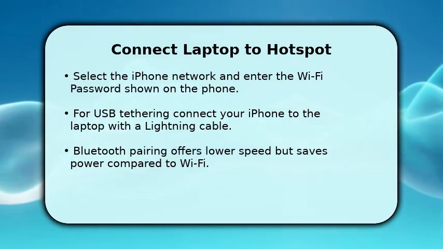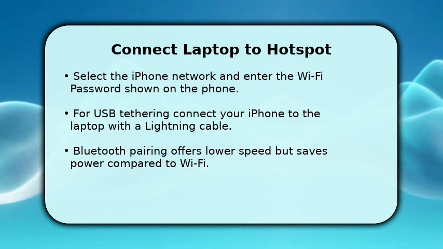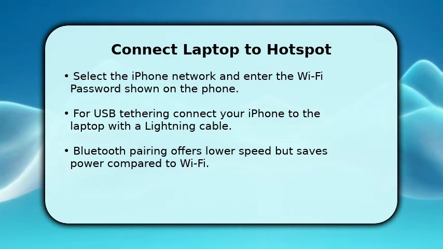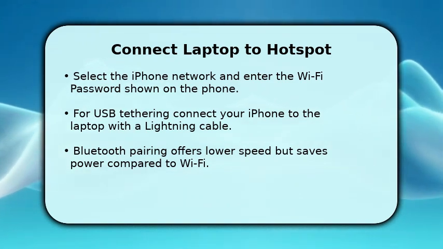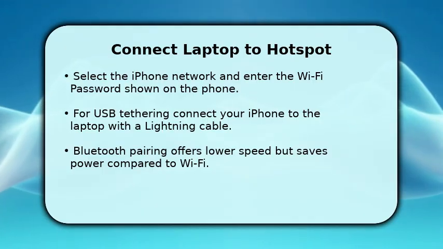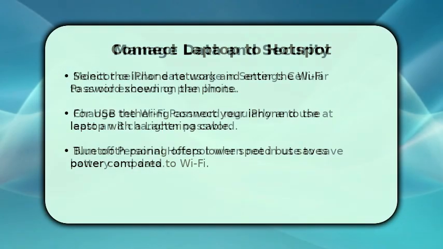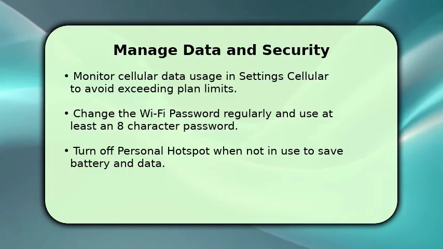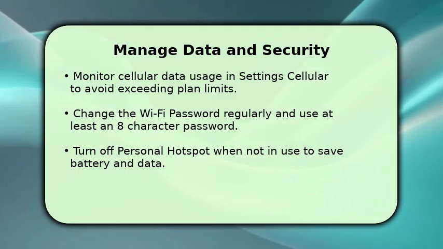If connection fails, toggle iPhone hotspot off then on and retry connecting. Open Control Center to quickly see if Personal Hotspot is active on iPhone. Monitor cellular data usage in Settings Cellular to avoid exceeding plan limits.